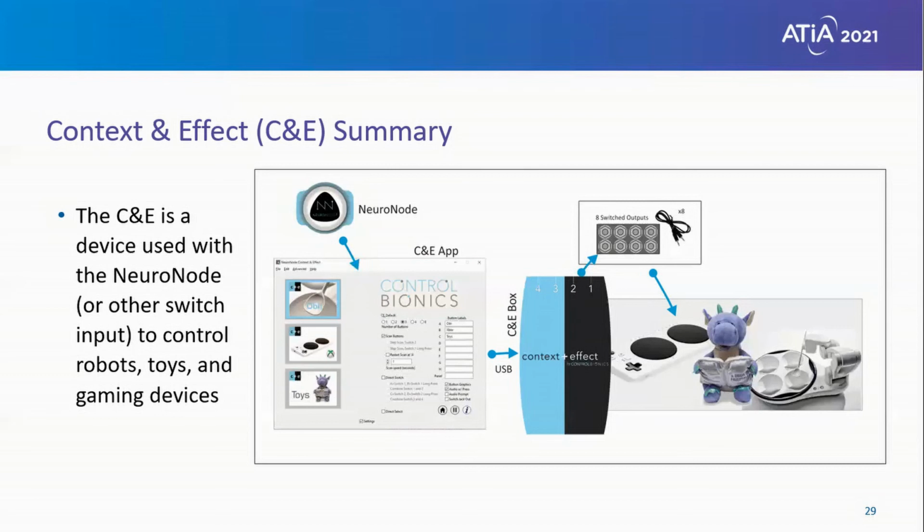You see the data flow here. So the NeuroNode is the switch, is the activation that the context and effect application uses to route its switching and provide the context for, with that USB connection to the CE box, to set which output is on and which output is off in your switch jacks. And those switch jacks, of course, are connected to the types of devices that you can have, like the Xbox adaptive controller, the toys, and robotic controls like the OB dining robot.